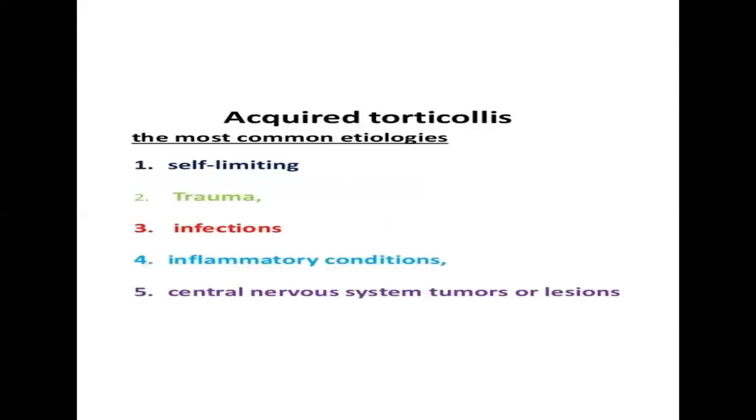Second, acquired torticollis. The most common etiologies of acquired torticollis are: first, self-limiting; second, trauma; third, infection; four, inflammatory condition; five, central nervous system tumors or lesions.